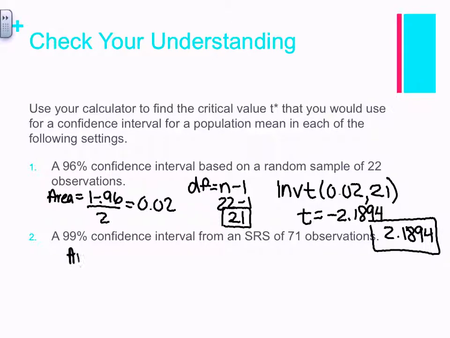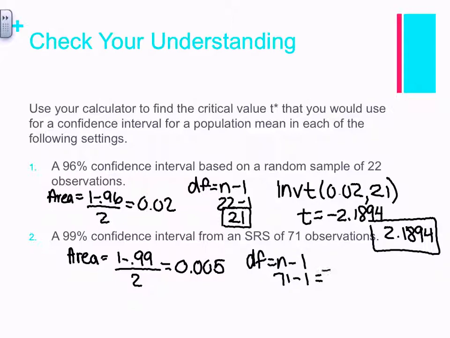Similarly to that, if you have a 99% confidence interval, to find your area, 1 minus the 0.99 over 2 is going to give you an area of 0.005. Your degrees of freedom are your sample size minus 1, so 71 minus 1 gives us 70 degrees of freedom.